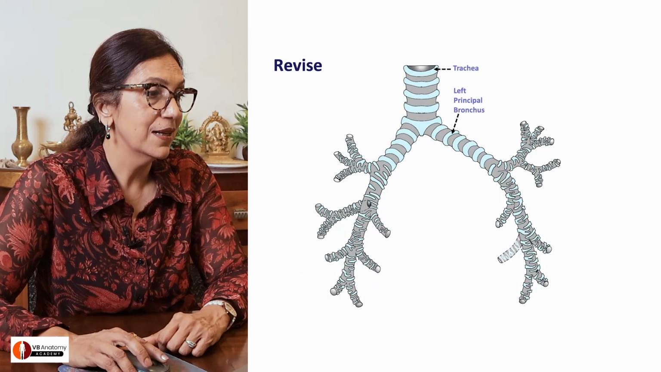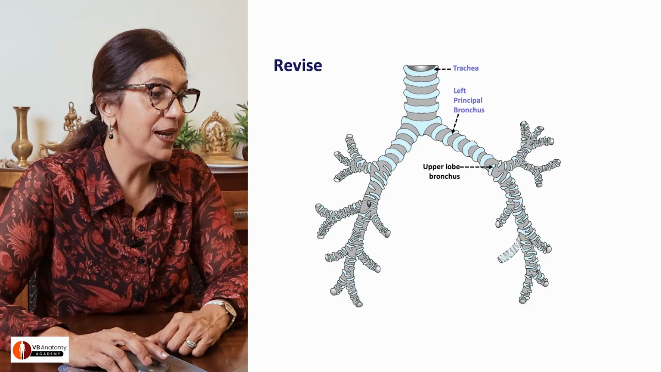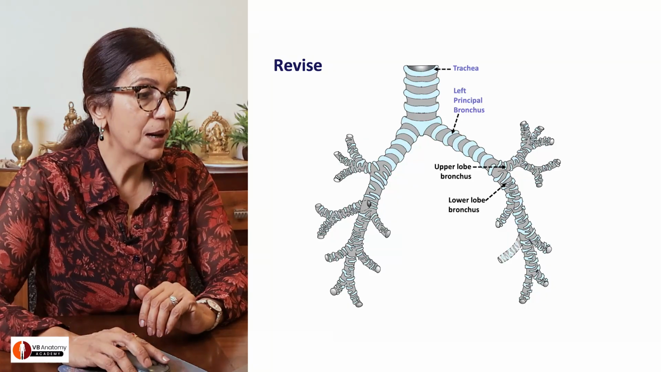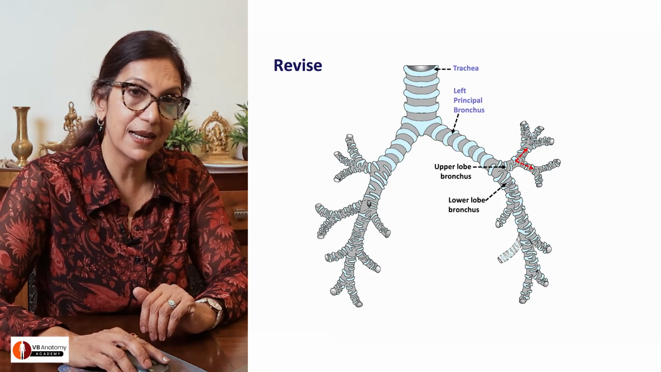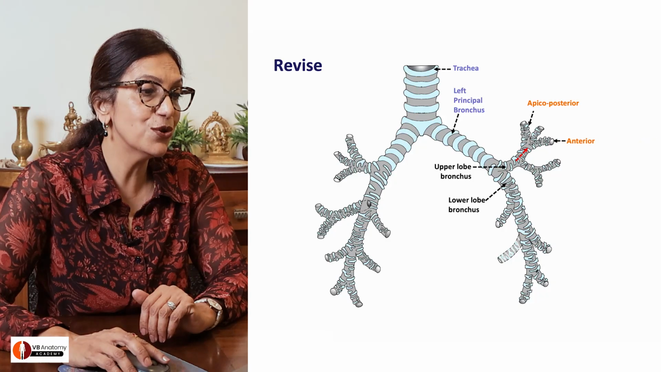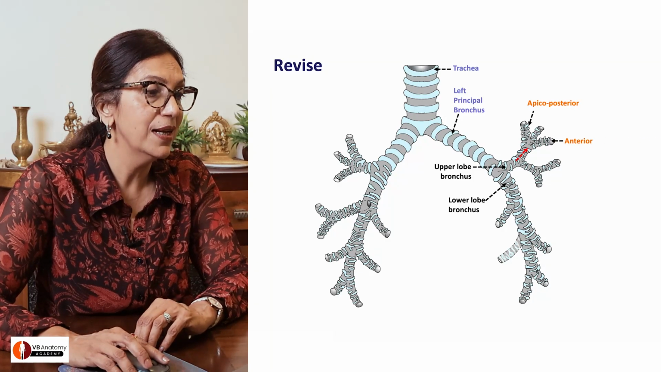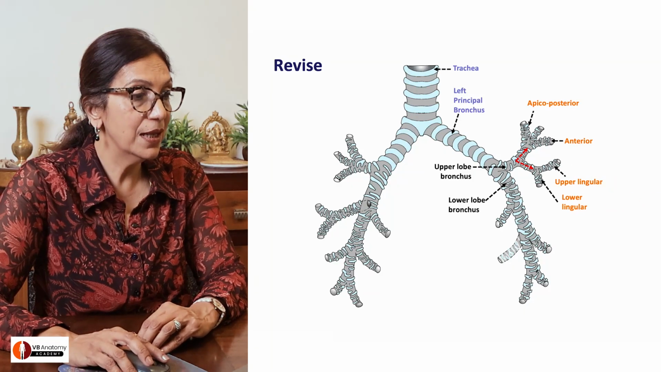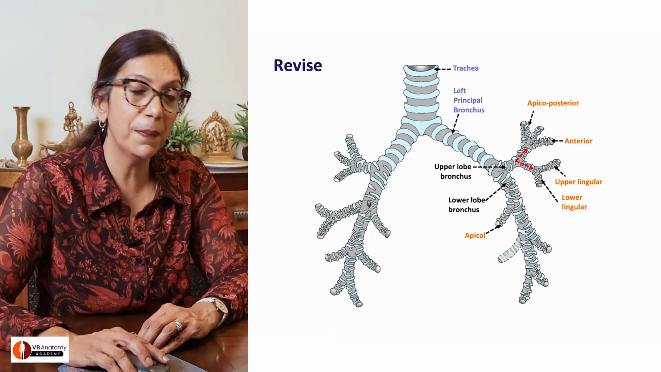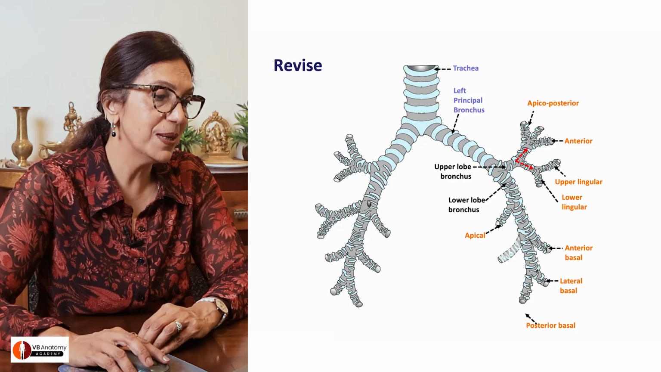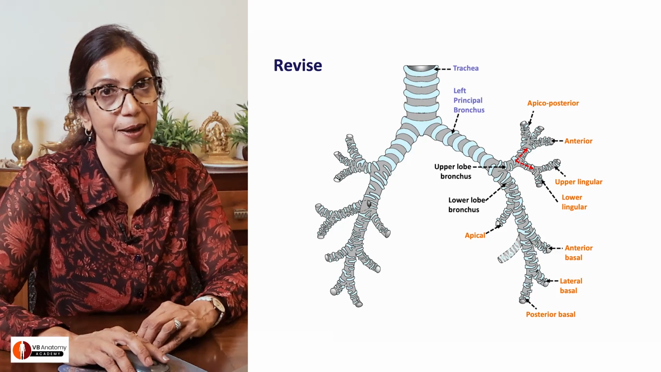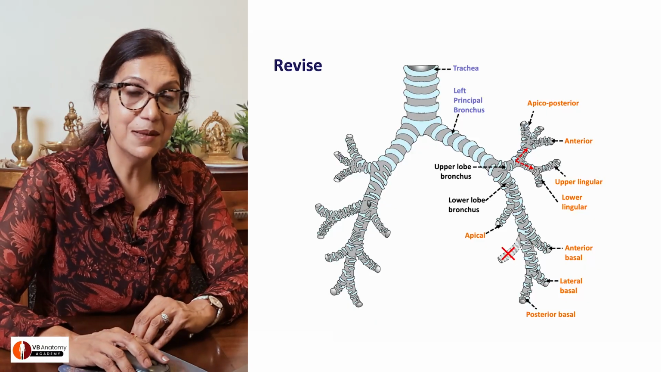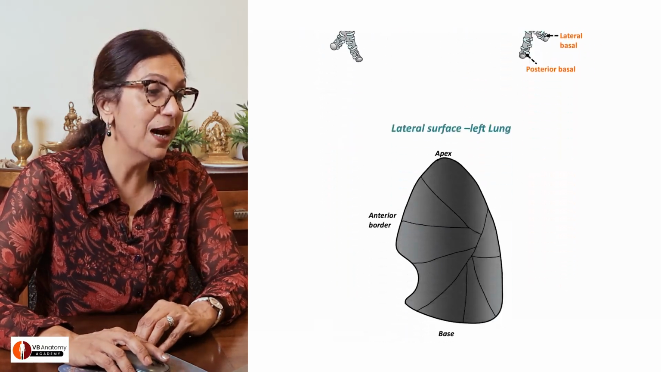So let's revise. This is the left principal bronchus dividing into upper lobe bronchus and lower lobe bronchus, which are the secondary bronchi. The upper lobe bronchus divides into ascending and descending, ascending dividing into apicoposterior and anterior tertiary bronchi, descending dividing into upper lingular, lower lingular tertiary bronchi. The lower lobe bronchus goes on to give rise to apical, anterior basal, lateral basal and posterior basal tertiary bronchi. Again, remembering this is easy. There is no medial basal because the space is occupied by the heart.